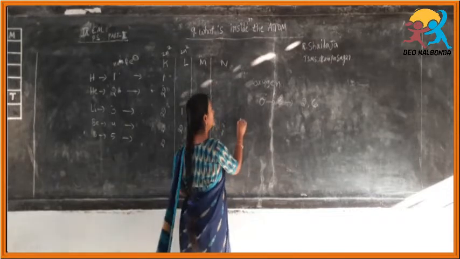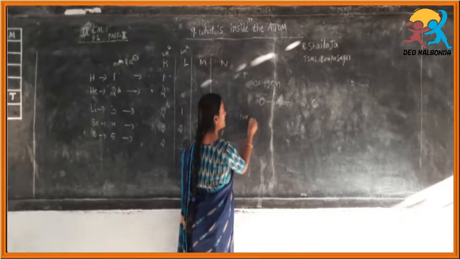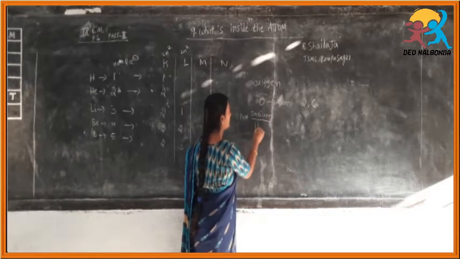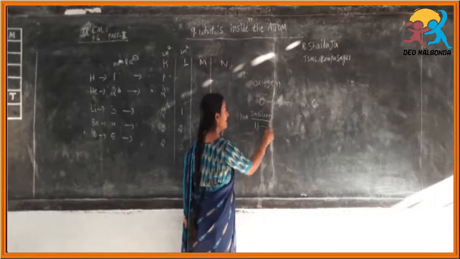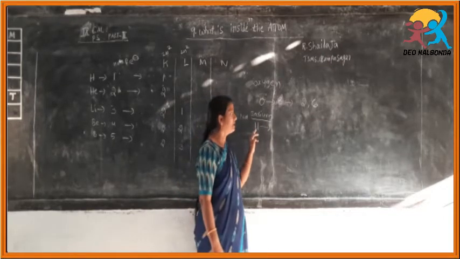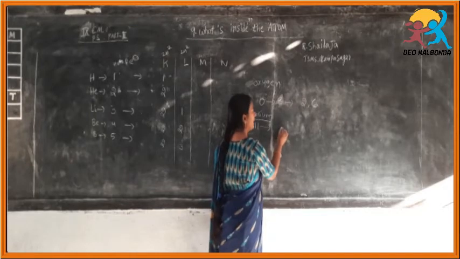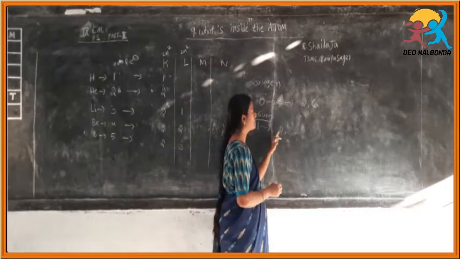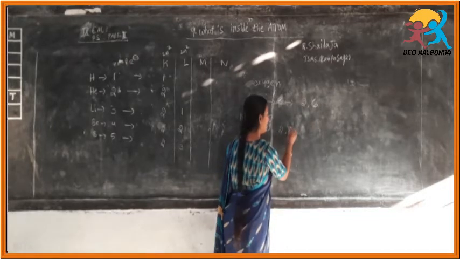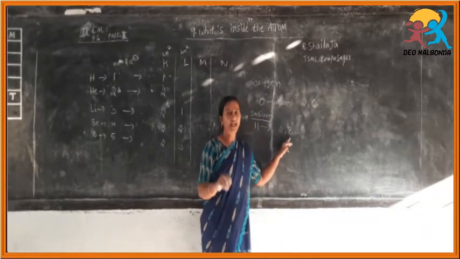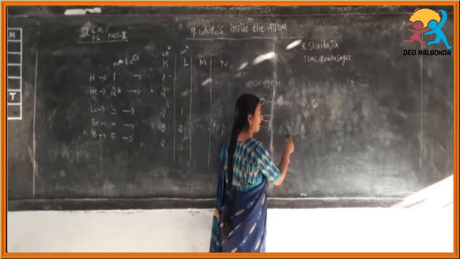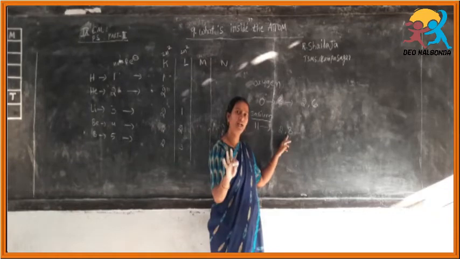For example, sodium. Sodium's symbol is Na, and its atomic number is 11. A neutral atom has 11 electrons, and these 11 electrons are distributed. The first shell holds a maximum of 2 electrons. The second shell holds a maximum of 8. 2 plus 8 is only 10. One more electron remains. That electron does not enter the second shell, because the second shell can accommodate only 8.